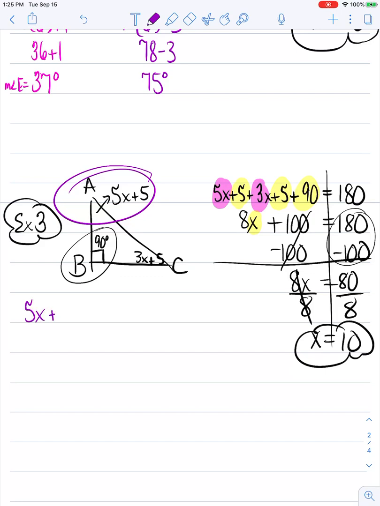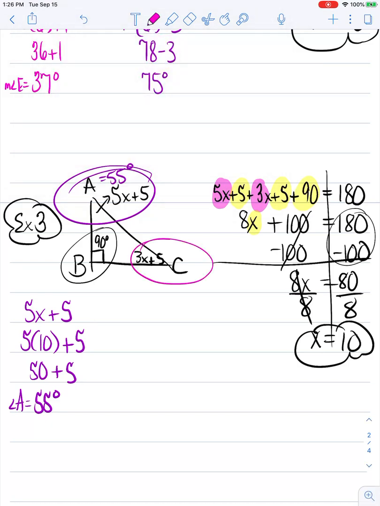So I've got 5 times x plus 5. We said x is 10, so 5 times 10 plus 5. 5 times 10 is 50, plus 5 is 55. So angle A is 55 degrees. That measures 55 degrees. And let's take a look at C.